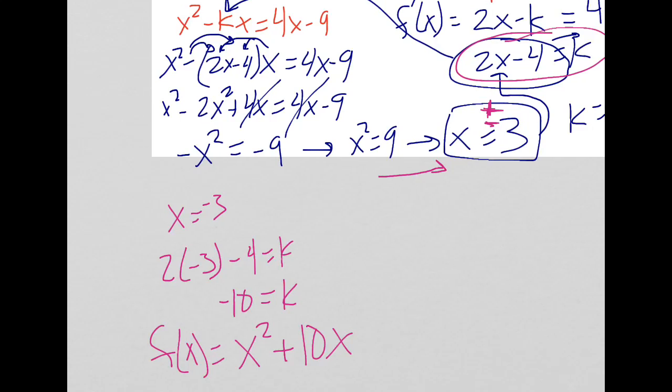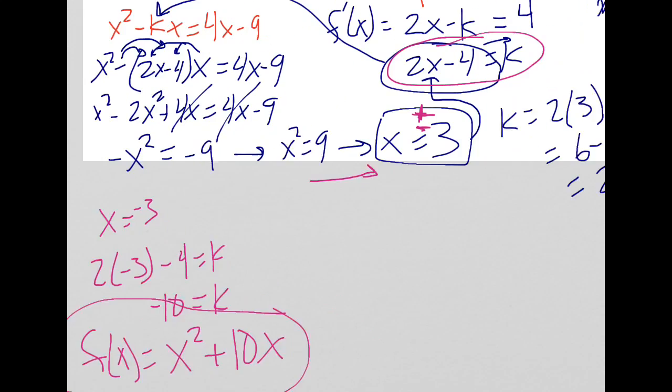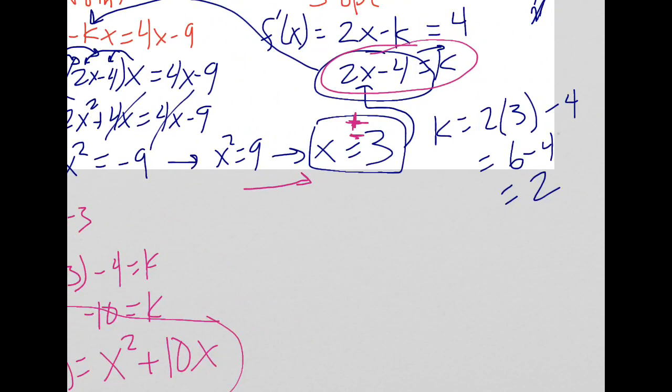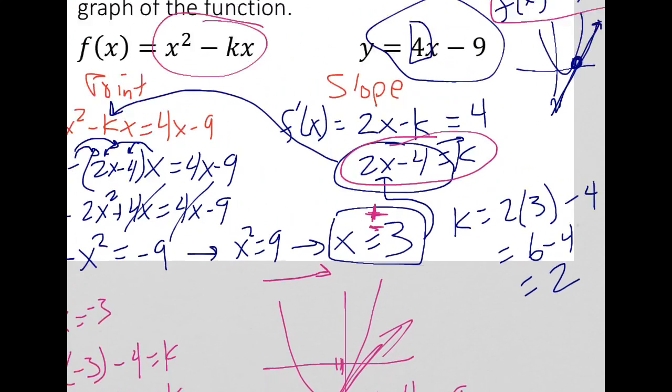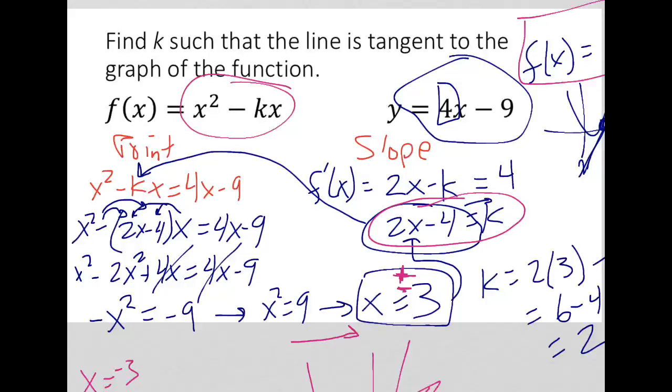And so if you graph this function, then you end up with something that looks like this. And when you take the derivative at the x value of negative 3, more over there, you indeed do get the equation y equals 4x minus 9. So this problem had 2 solutions. That's awesome.